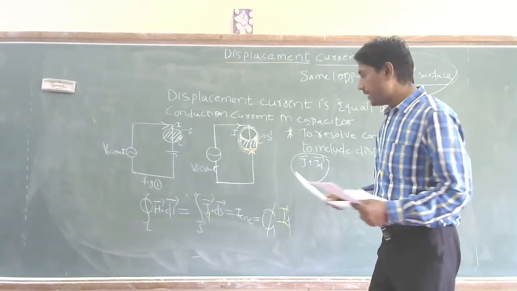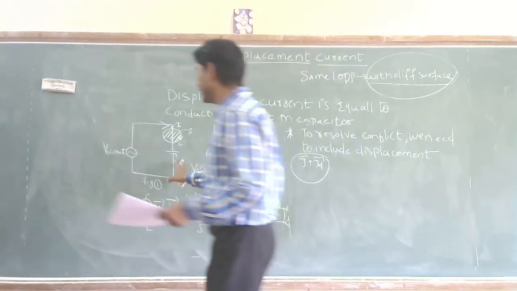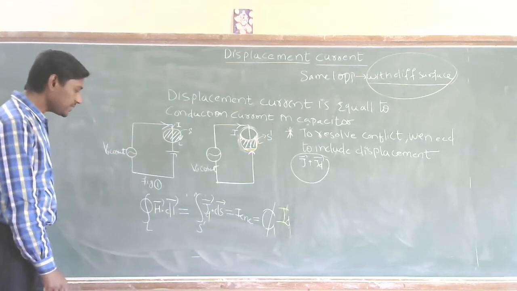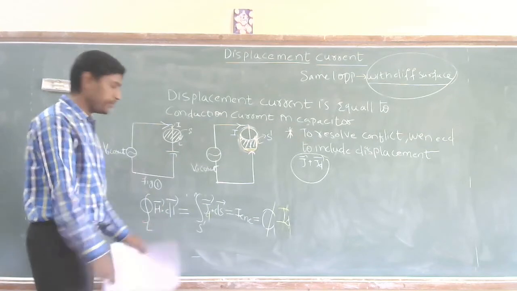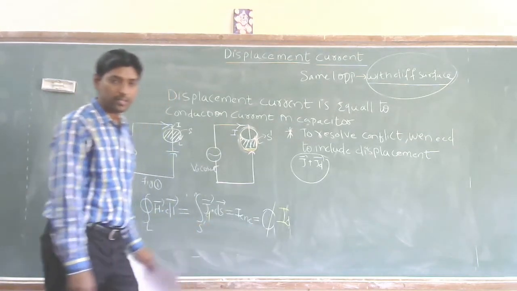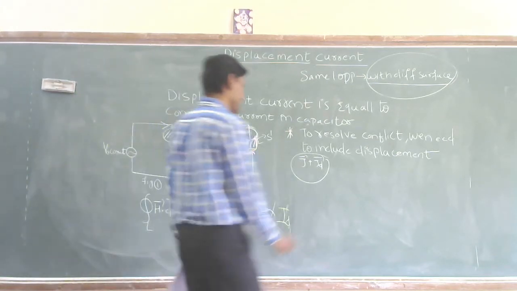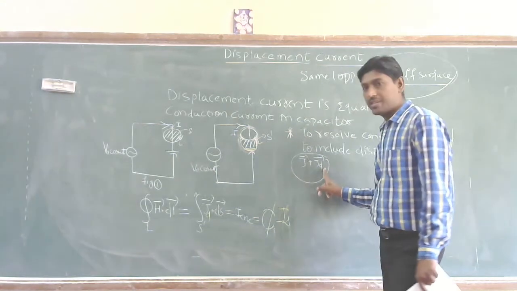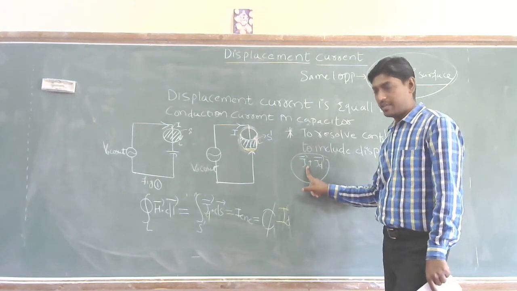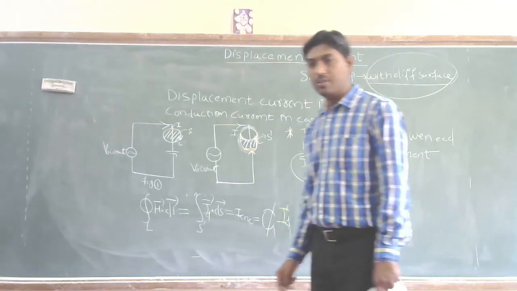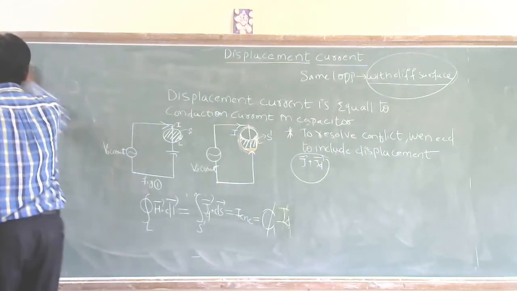Okay. And you could also check the first equation which we had used for this case, that is closed loop H dot dl, where we used J dot ds equal to I enclosed, and I enclosed is equal to I. In the first case, JD was 0 because it is a conductor, and in a conductor we have the conduction current. Hence it is correct over this case.